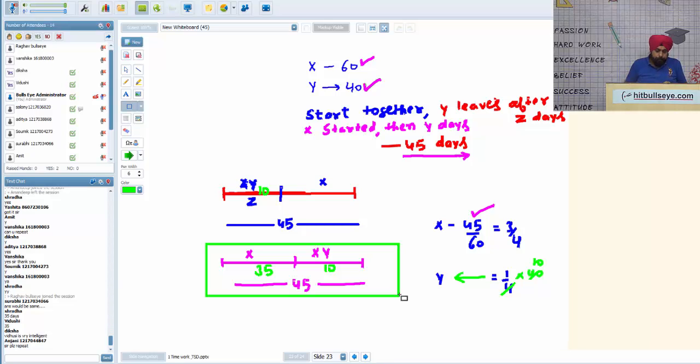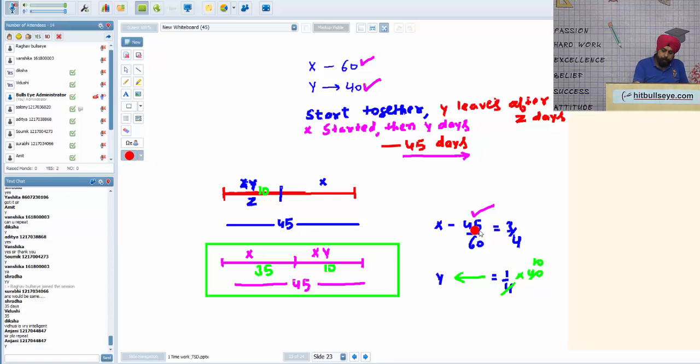Anjani, just listen. Can you say that X had worked for all the 45 days? Now in 45 days X would have done 3/4 of the work. I am referring with the help of the red dot. Now he did 3/4 of the work. This means the remaining work, which is 1/4, has been done by Y. Correct? Now 1/4 of the work Y does in 10 days. 1/4 of 40 is 10.